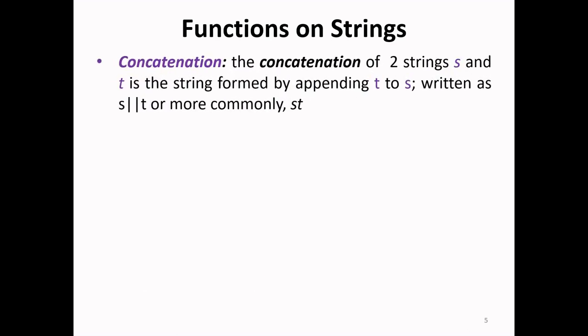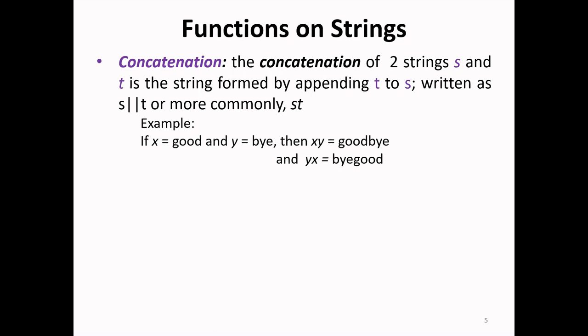After seeing length and occurrence, let us see one more function on strings, that is concatenation. So, what is concatenation? Concatenation of two strings s and t is the string formed by appending t to s, represented as s appended with t, or just normally we can write st. Let us take one example. If x is equal to good and y is equal to buy, then xy is equal to goodbuy, and if we concatenate yx, then the string will be buygood.